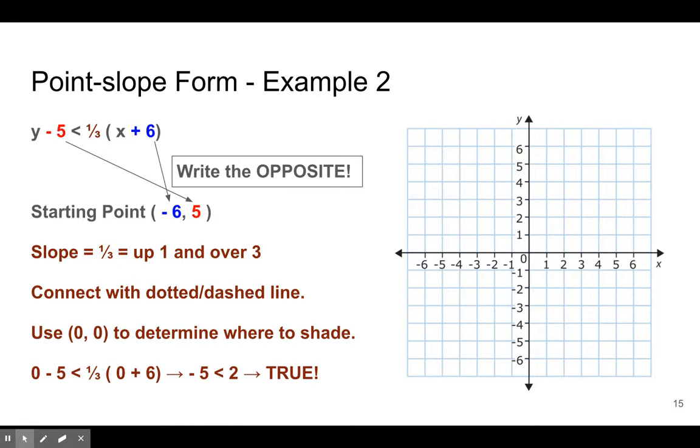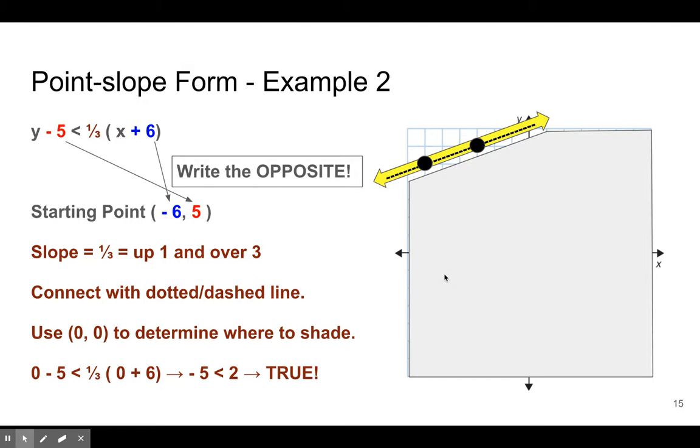We start by finding the point, so we use the opposite of x and the opposite of y. So we're going to get -6, +5. Then we use our slope, which is 1/3, so we're going to go up 1, right 3. This time the symbol here is less than, so we're going to have a dashed line. And because it is less, we're going to shade below the line. So everything in this bottom area is going to be the solution. So this time we had a dashed line and we shaded below.